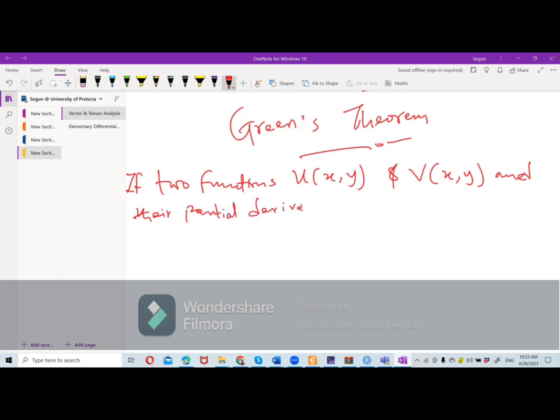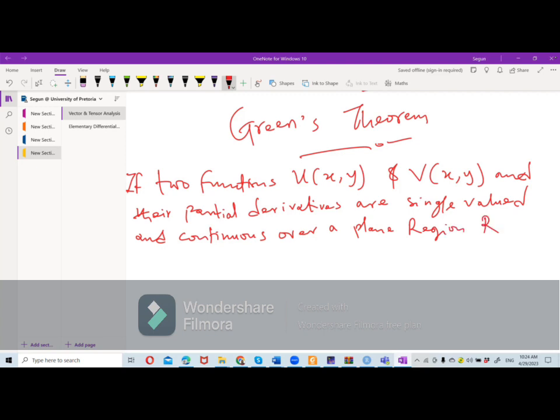partial derivatives are single valued and continuous over a plane region R, bounded by a closed curve C.